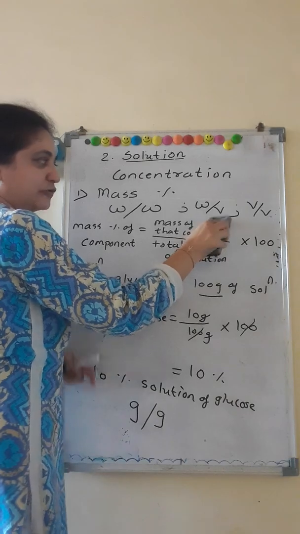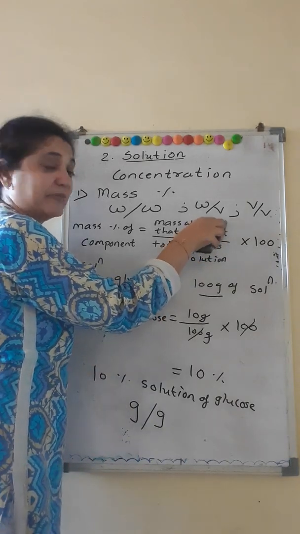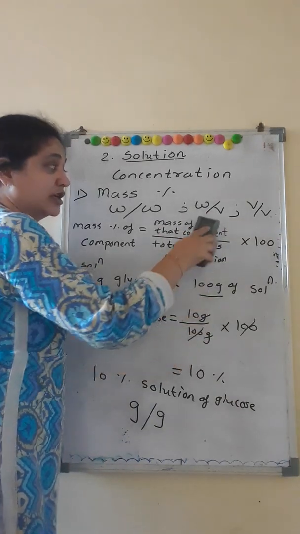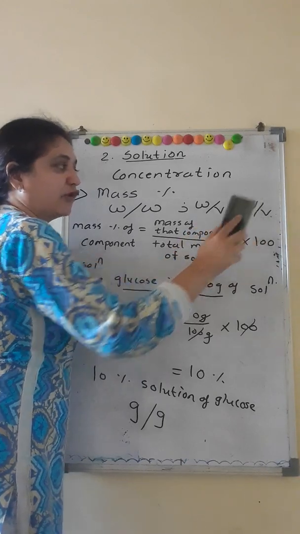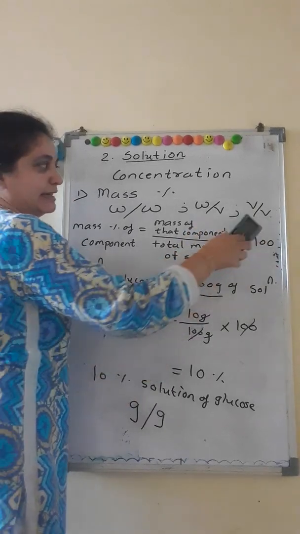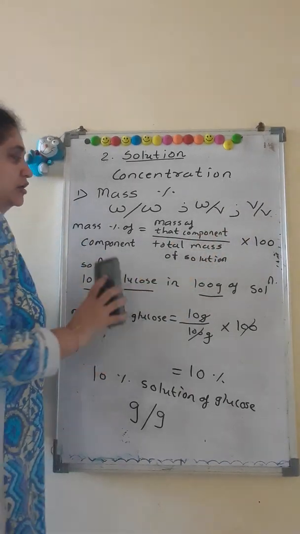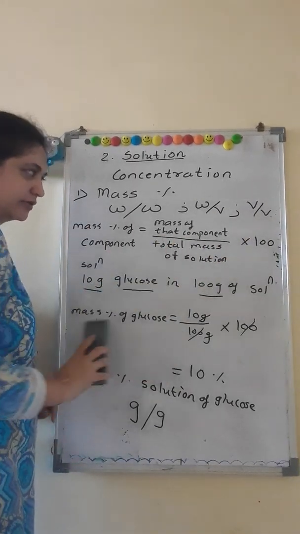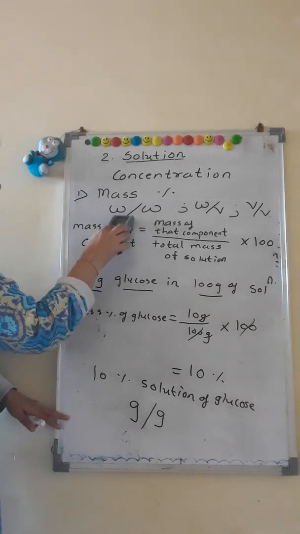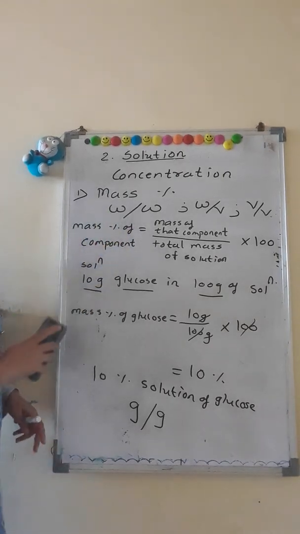So these are the three terms. Mostly in syrups you will find weight by volume. In 100 ml how much of medicine is dissolved. So there it is used. Volume by volume is also used in industries. It's very important, 10% alcohol and all. So all these terms are very useful, but mostly we use W by W as mass percent.